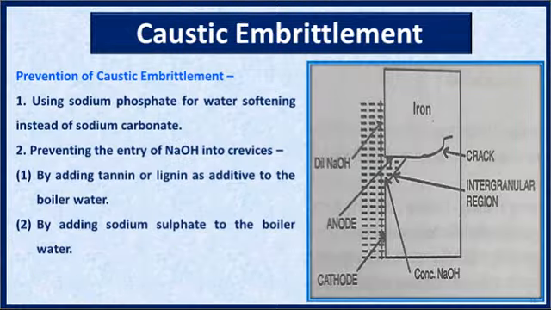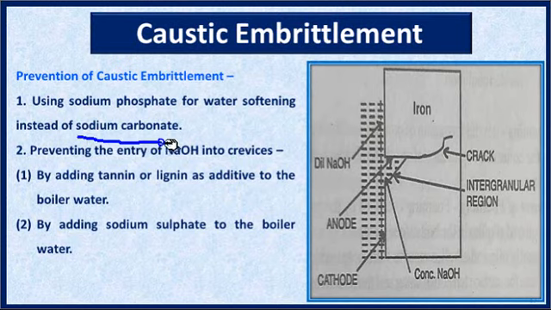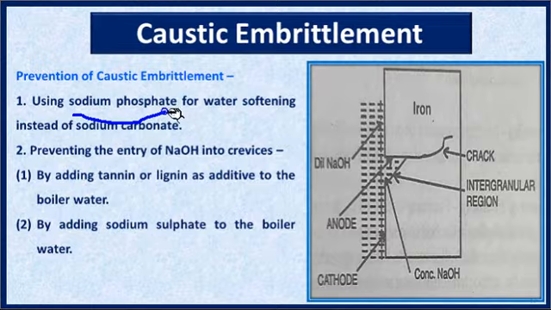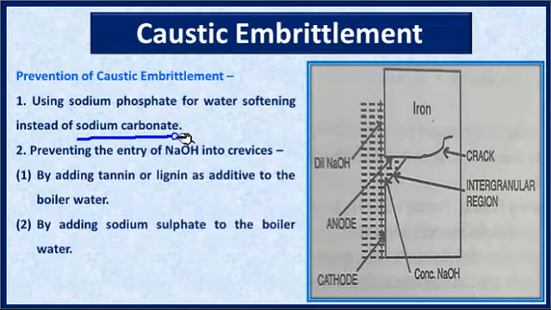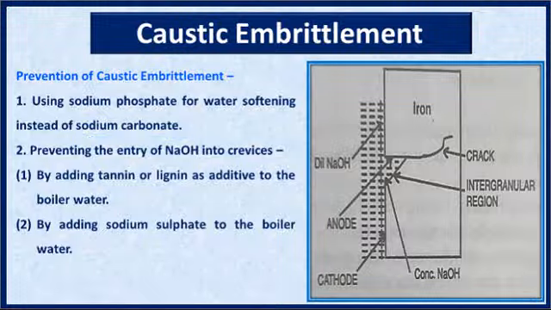So now the question comes: how can we prevent caustic embrittlement in the boiler feed water? The root cause of this caustic embrittlement is the presence of sodium carbonate in the boiler feed water. To prevent it, the first thing we can do is use sodium phosphate for water softening in place of sodium carbonate. If excess sodium phosphate is present in the boiler feed water, it cannot create NaOH, and the water will not be alkaline in this case.